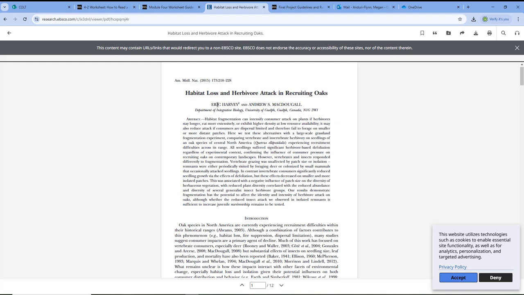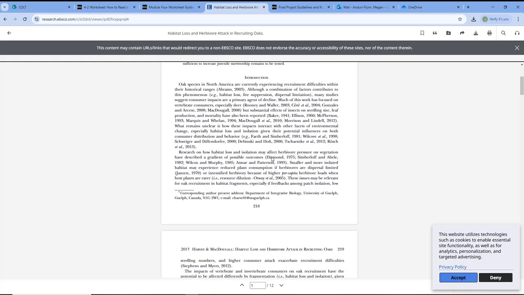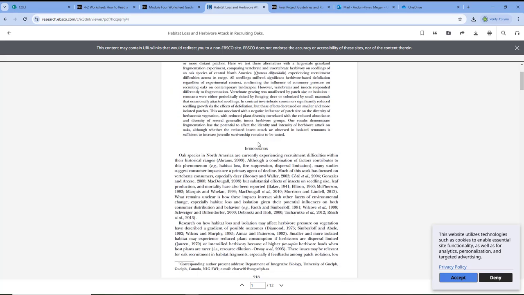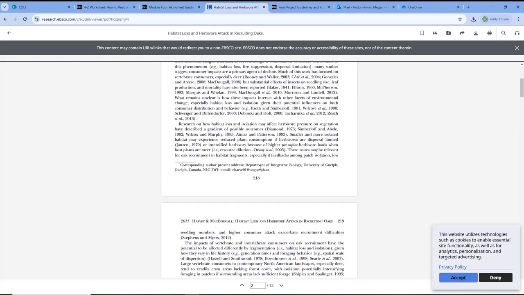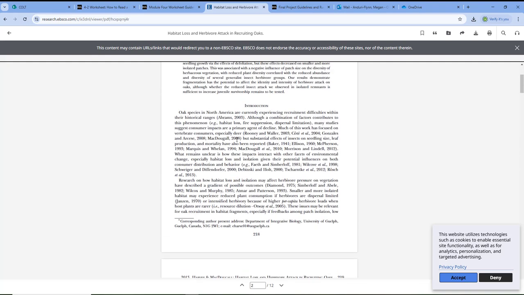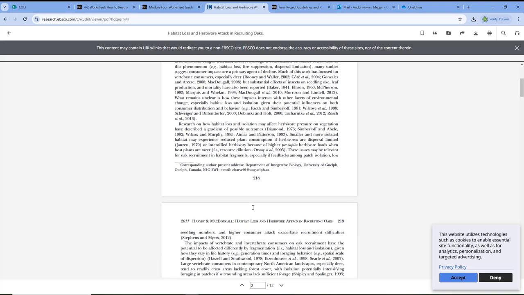You have the authors listed at the top, you have a title, and then you have the journal where it came from. It always goes in the same order where you have an abstract, which summarizes the article. You have an introduction that gives you background research. And notice, by the way, look at all of those in-text citations. There's in-text citations all over the place, okay?